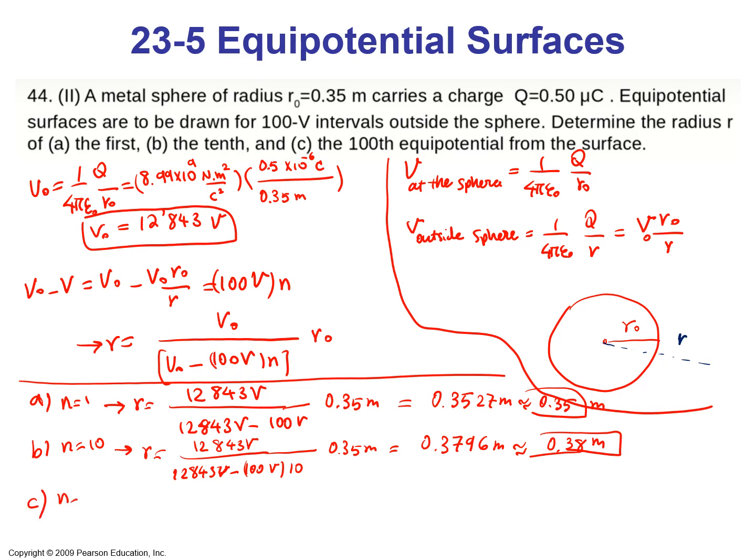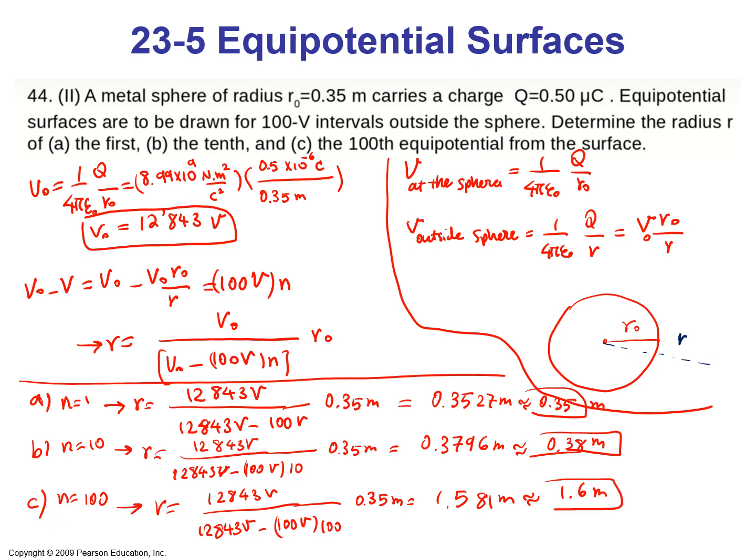For part C, N is equal to 100, the 100th equipotential surface. For this, we will have 12,843 volt divided by 12,843 volt minus 100 volt multiplied by 100 times 0.35 meter. That gives us 1.581 meter, which is almost 1.6 meter away from the center of the sphere. That concludes the problem.